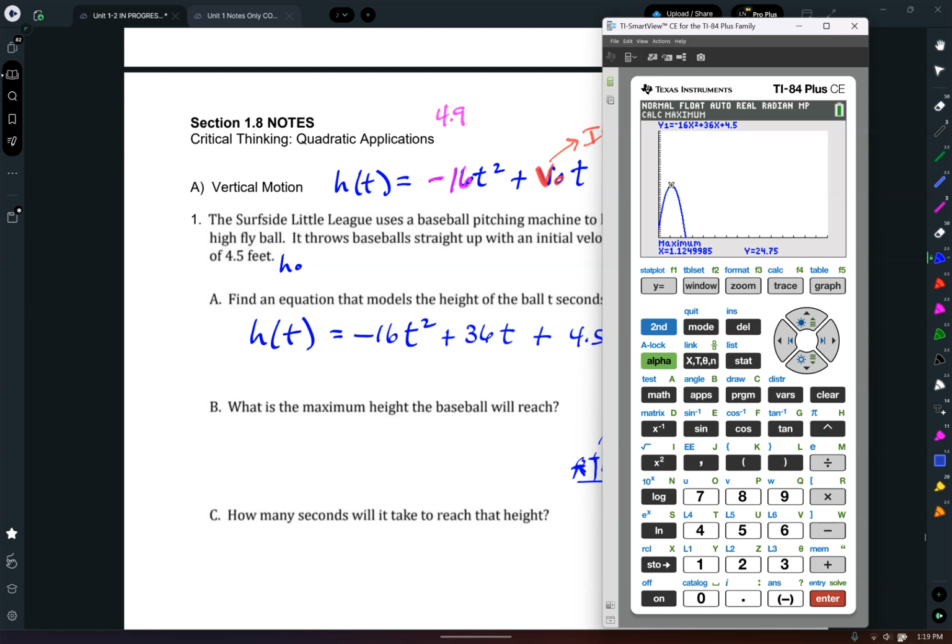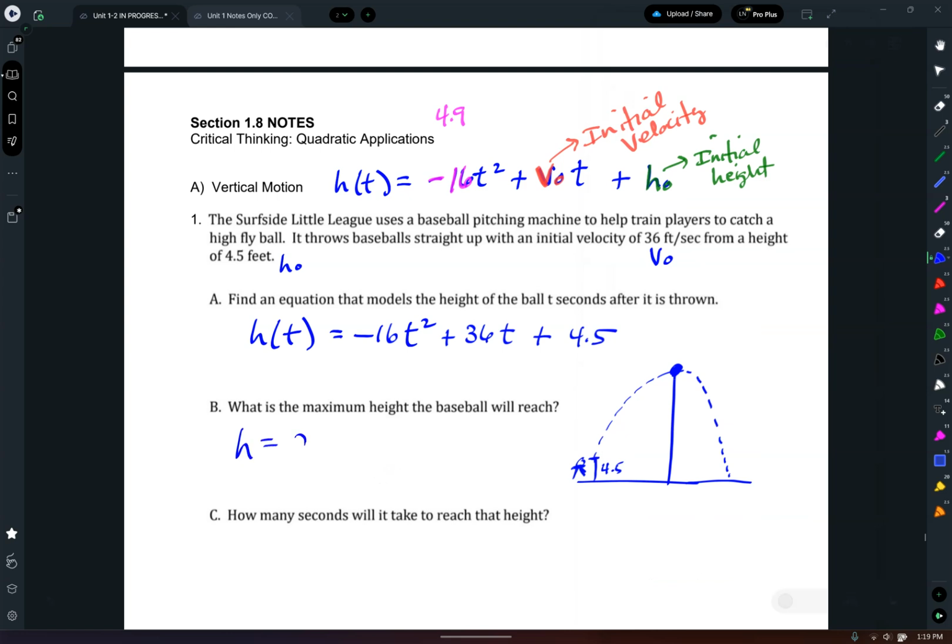Now remember, the question here, letter B, was what is the maximum height? That means I want the y value. So the maximum height is that 24.75 feet. So I'm going to say h equals 24.75 feet. That's my maximum height.